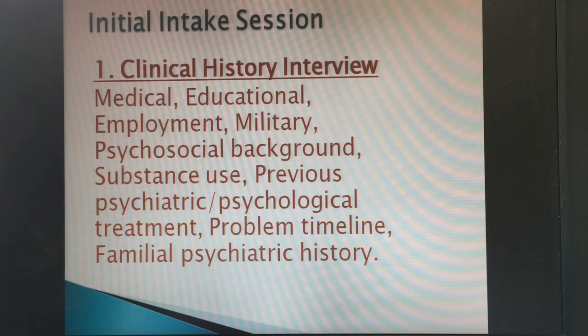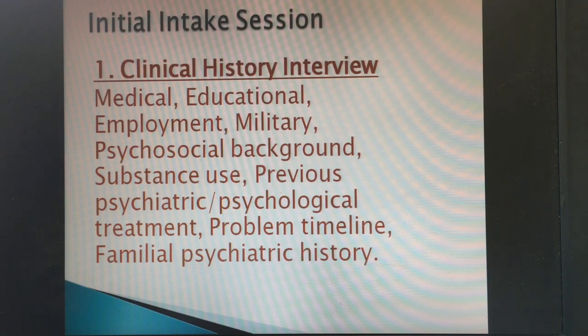So in a clinical history interview, you want to look at any medical problems that the person has, or any major previous medical problems, any head injuries, anything like that. Educational background, how far did they go in school, how did they do in school, any problems with the educational process, and then the employment, where are they working, what other jobs have they had, does there seem to be some kind of a trend in either getting fired, or are they more the person who keeps jobs for long periods of time, etc.